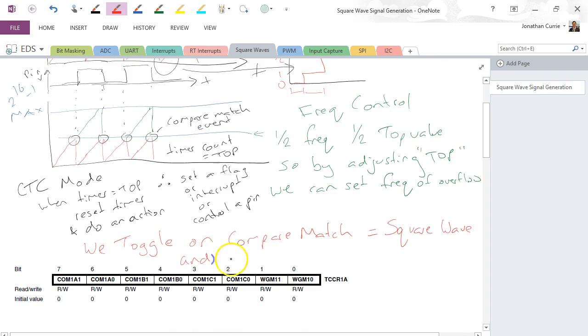And by adjusting top, so adjusting that top value, basically bringing this line up and down, we can adjust the frequency of the square wave. Right, and it's good to draw this out and actually prove that for yourself, that as I raise this line, these compare match events start taking longer, therefore the period takes longer and the frequency gets slower, right? Obviously being the inverse of these.